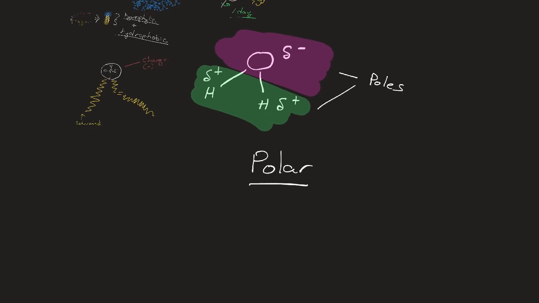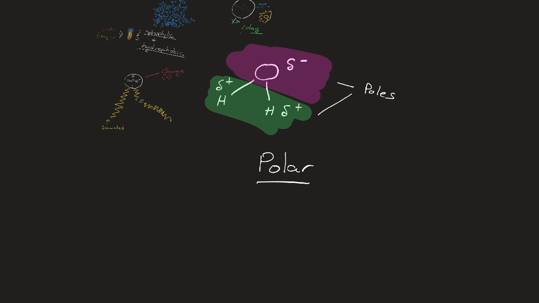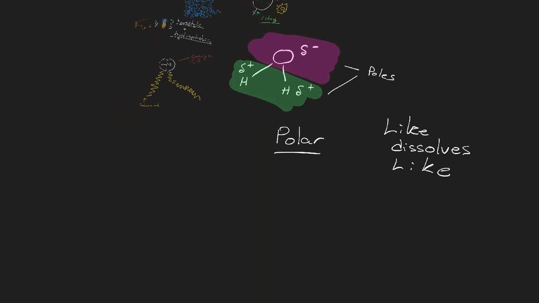And we remember the rule, or at least we should remember the rule that I told you, make sure you write down and put on the index card because it's so important. Like dissolves like. So polar dissolves polar and ionic. So if they dissolve each other, they mix with each other. If they mix with each other, they love each other.